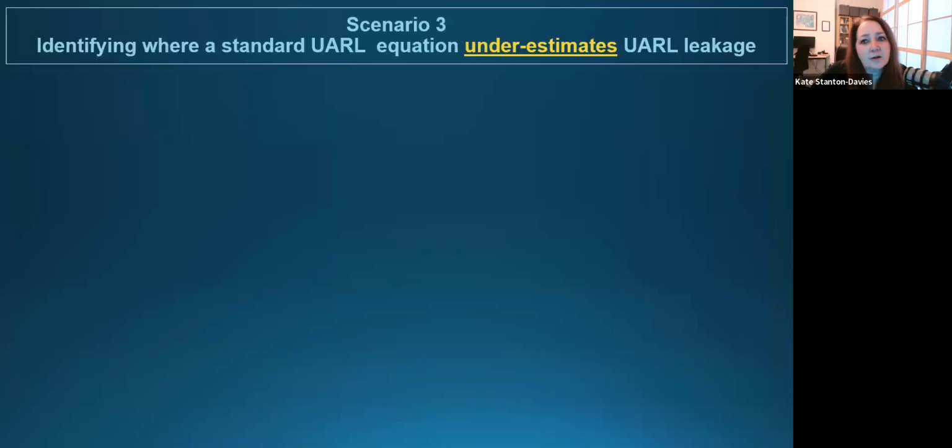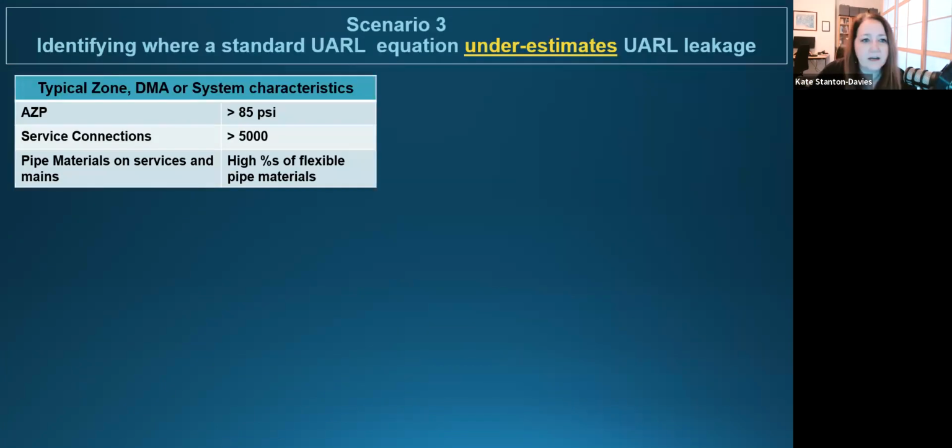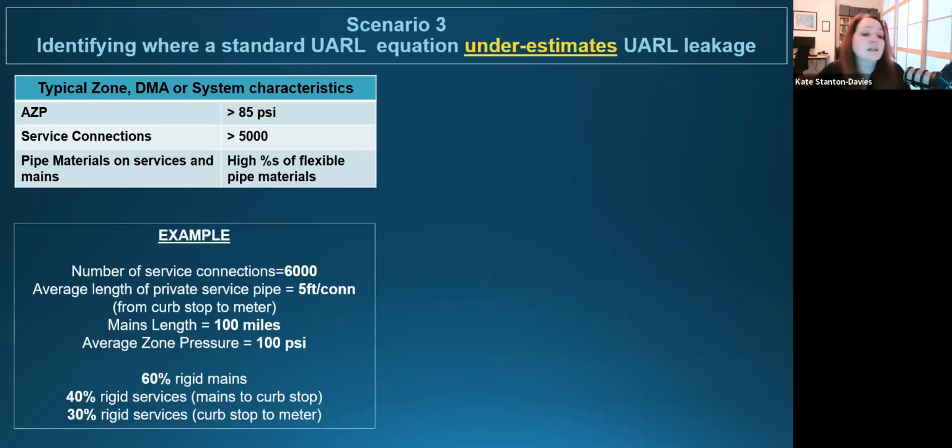The next scenario shows an example where the standard UARL equation tends to underestimate UARL leakage. So we're looking at the other side of it now. This can typically happen in zones, DMAs, or systems where you've got more than 5,000 service connections and you're operating at pressures of higher than 60 meters or 85 psi. You may also have high percentages of flexible pipe materials. So let's look at another calculation.